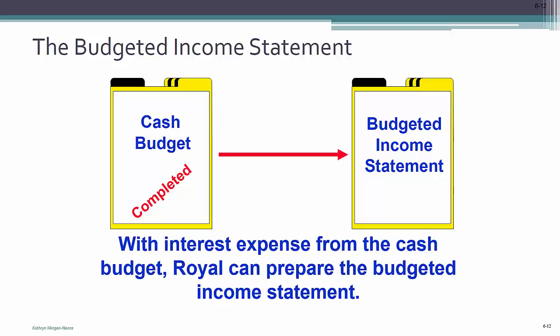We are now ready to move from the preparation of the individual budgets to preparing our budgeted financial statements. The cash budget was prepared first so that the interest expense can be determined for the budgeted income statement. We'll begin with the budgeted income statement in our next video.